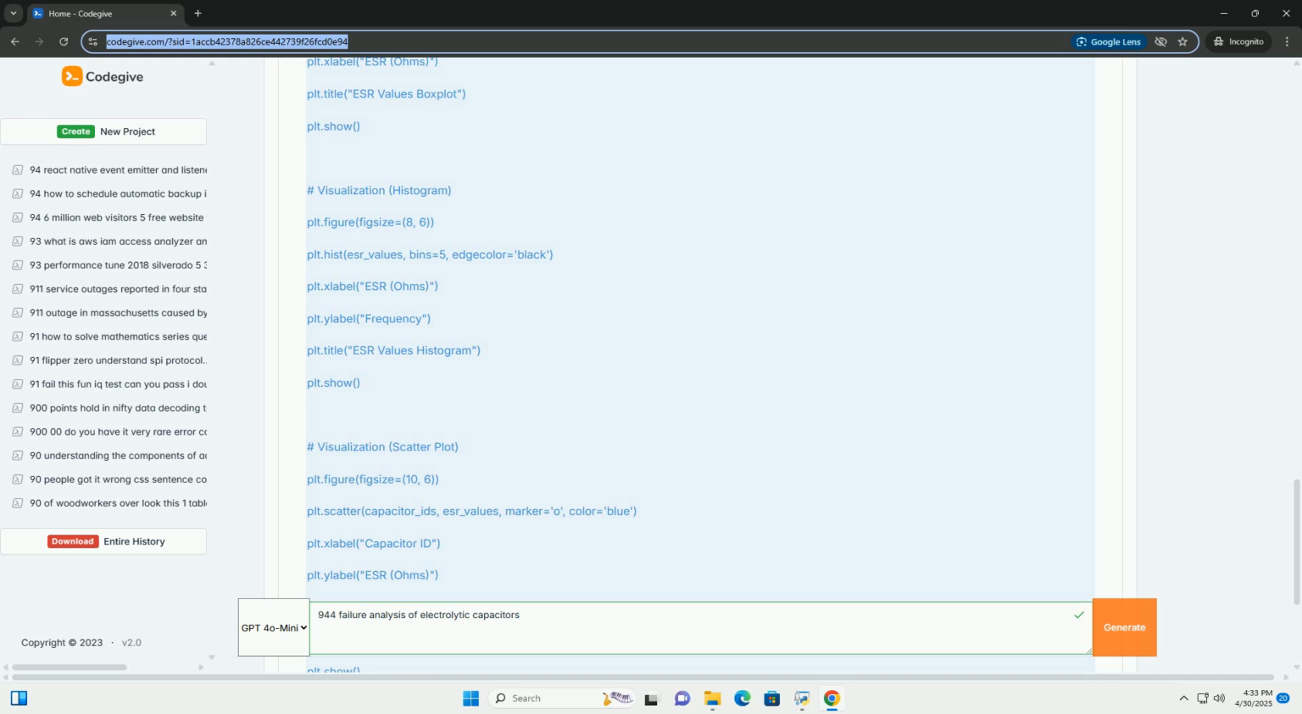4. Component identification. Identify the electrolytic capacitors on the relay circuit board. Note their capacitance, voltage rating, and any other markings. 5. Testing. ESR measurement. Use an ESR meter to measure the ESR of each electrolytic capacitor. Compare the measured values to the expected values. You may need to look up data sheets for the specific capacitors used.